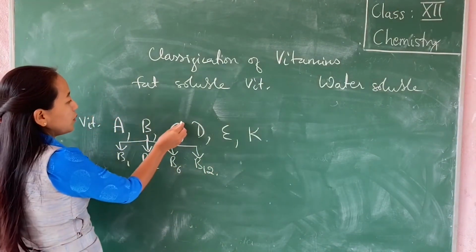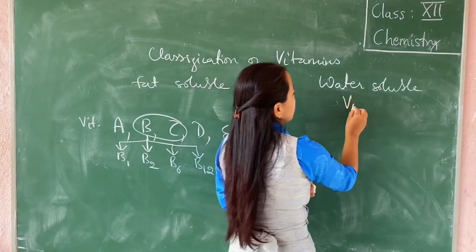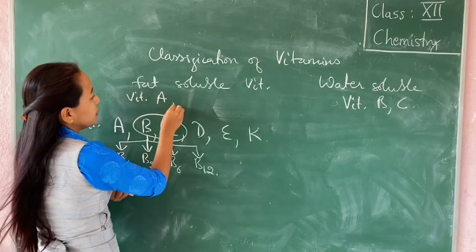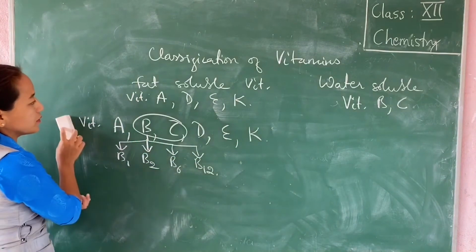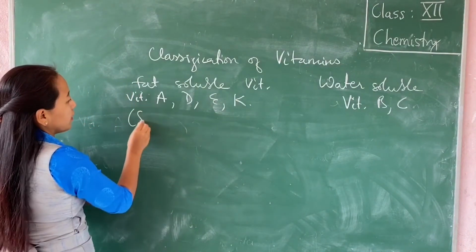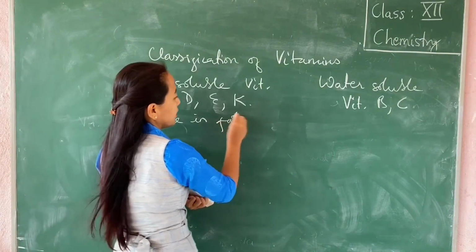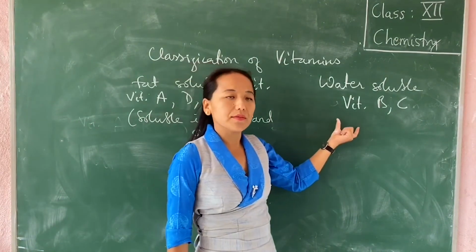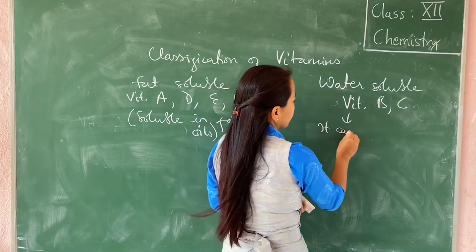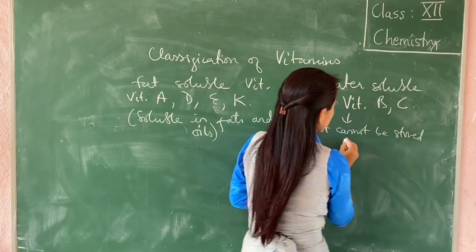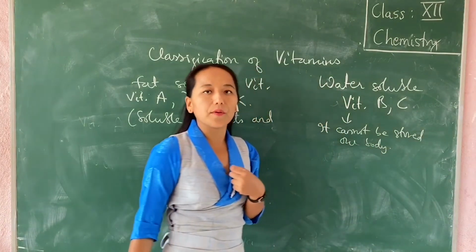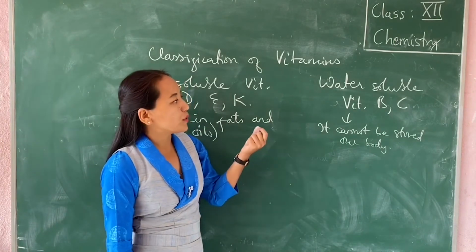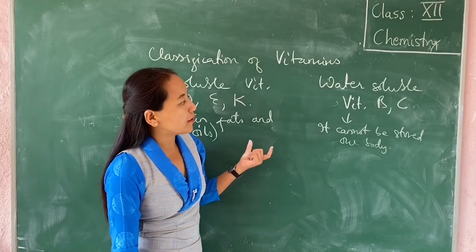So out of these vitamins, only vitamin B and C are water soluble. The rest are all water insoluble. So you have vitamin A, vitamin D, vitamin E and vitamin K under fat-soluble vitamins. They are soluble in fats and oils but insoluble in water, whereas these are soluble in water. Now the problem with water-soluble vitamins is that they cannot be stored in our body. Because they are excreted along with urine, we have to make sure that we regularly consume vitamin B and C rich foods and drinks. So this is about the classification of vitamins.